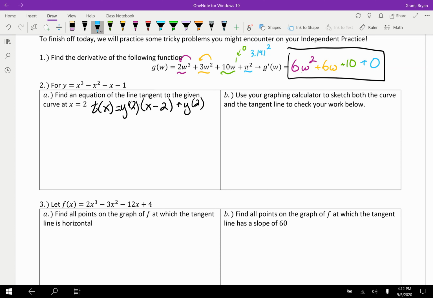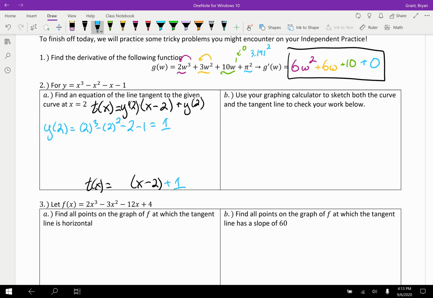Let's start with y of 2. I think that one seems a little easier. Y of 2 is just going to be 2 cubed minus 2 squared minus 2 minus 1. This is 8 minus 4, which is 4. 4 minus 2 is 2. 2 minus 1 is 1. Easy enough. Maybe I can even fill in my tangent line down below here. X minus 2 and plus 1. Nice. How do we find the slope at 2?